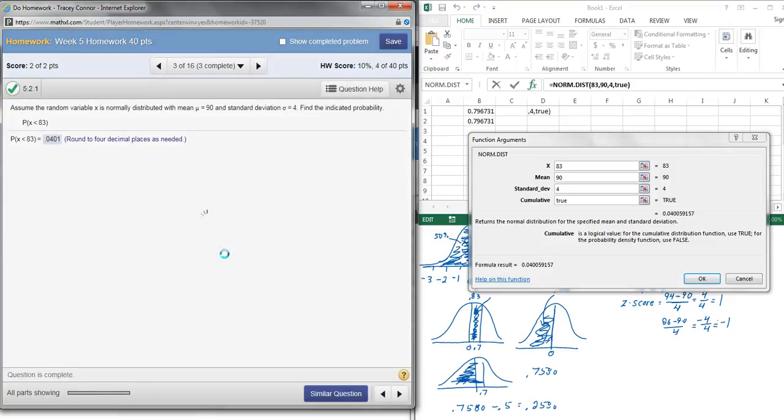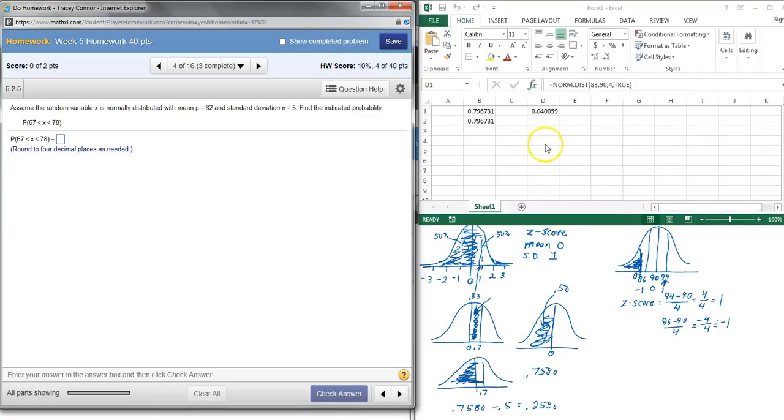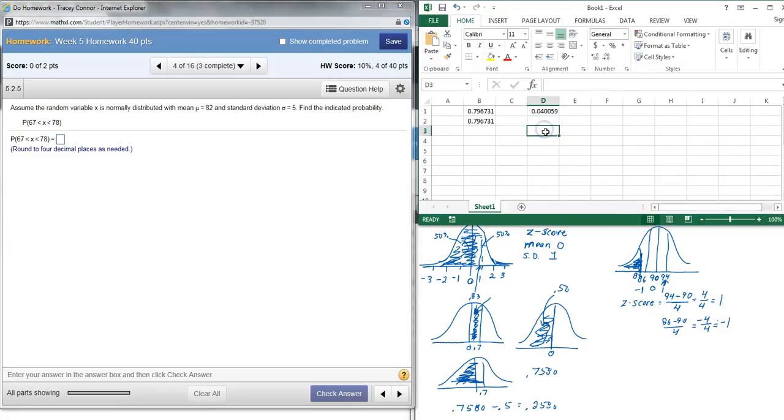So we're going to go on to the next question. Okay, so again, we're looking at one that's between. So when we do a between, we would need to find both values and then subtract the probabilities. So for this one here, again, we're given a mean of 82, so there's our middle value, and then our standard deviation.